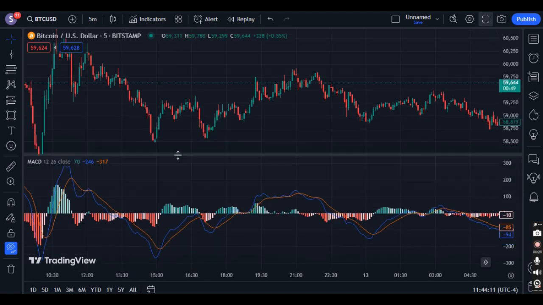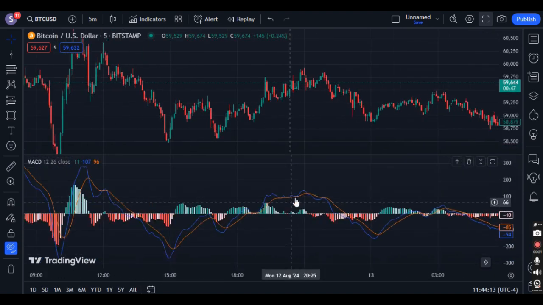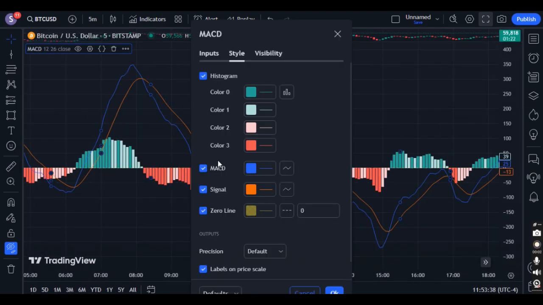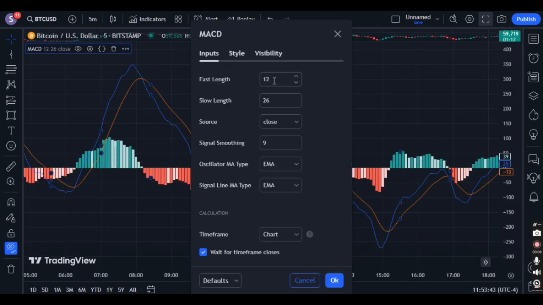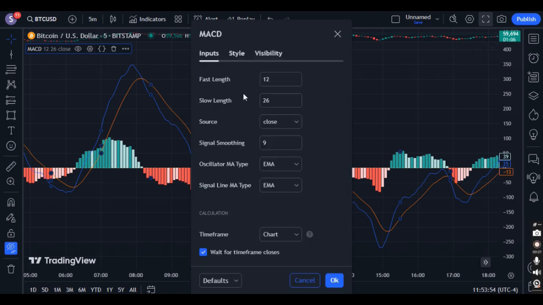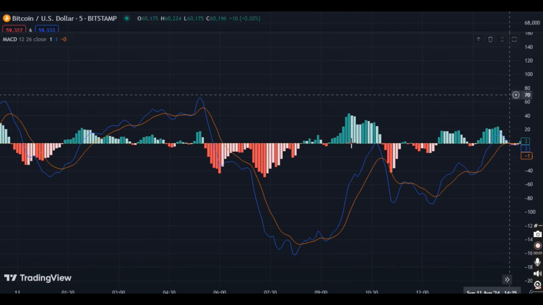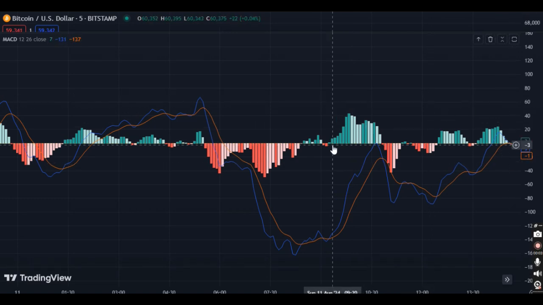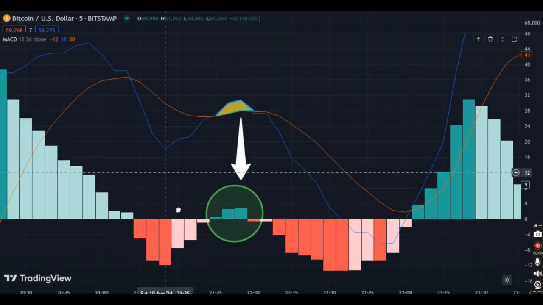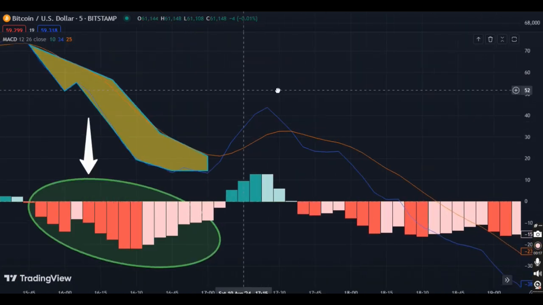The MACD indicator is made up of 4 different components: the MACD line, the zero line, the signal line, and the histogram. The MACD line, which is the blue line, in most cases is usually a 12-day moving average. The signal line, which is the orange line, is usually a 26-day moving average. Next, we have the histogram, which represents the difference between the MACD line and the signal line. The smaller the space between the two lines, the smaller the histogram gets. The bigger the space, the bigger it gets.